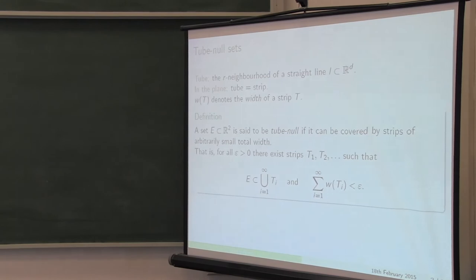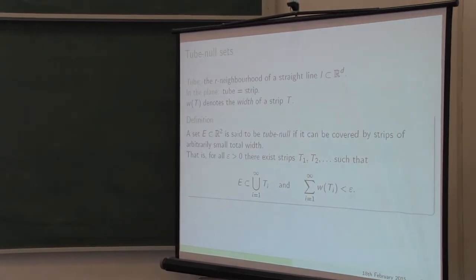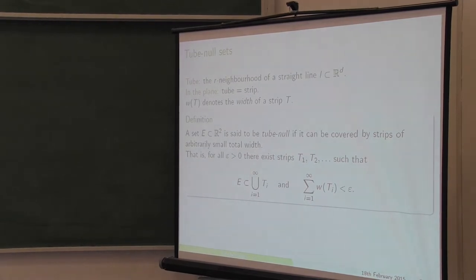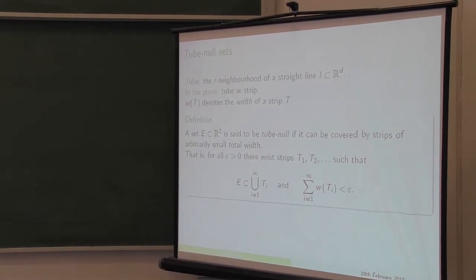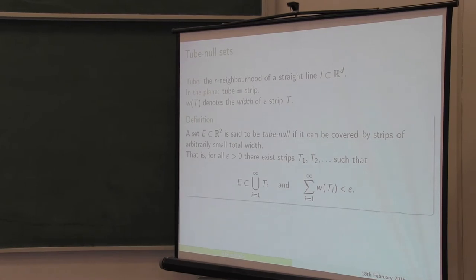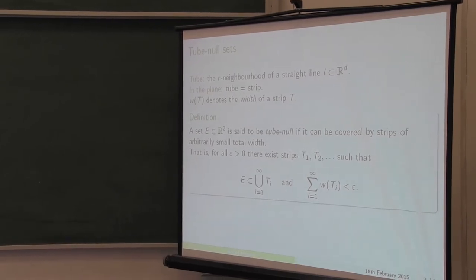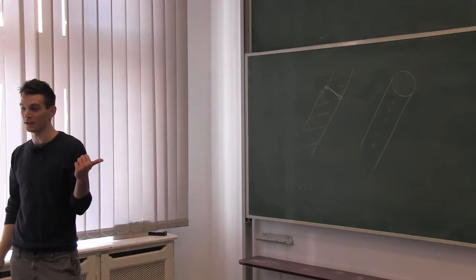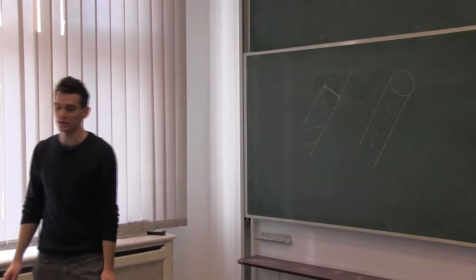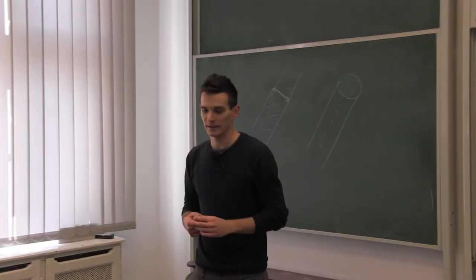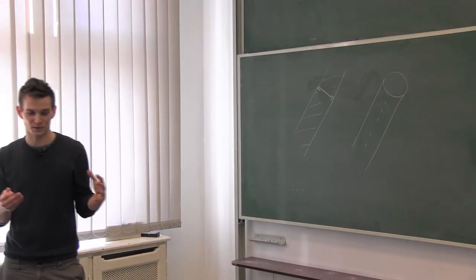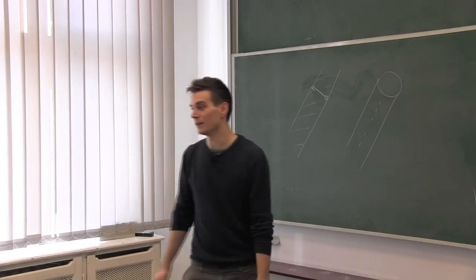Does this give rise to an actual measure? If you take a minimum or a maximum, width of covering? Yeah, it can, but the measurable sets with respect to this outer measure will be just the tube-null sets and their complements. So the measure itself is not, at least the measurable sigma algebra is not very interesting.